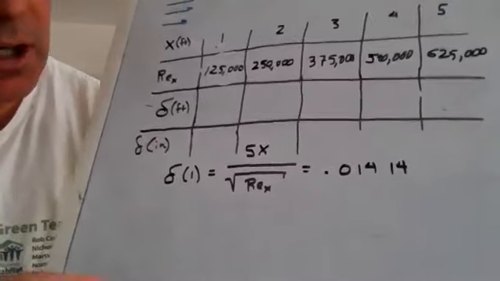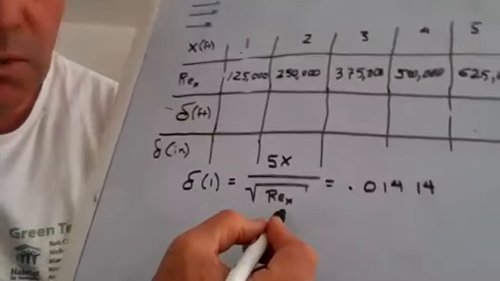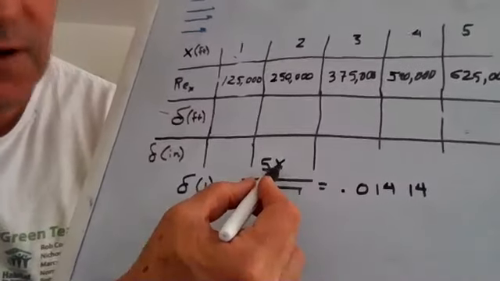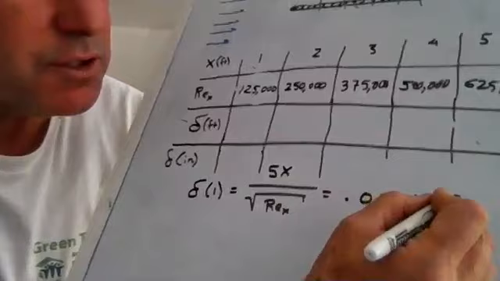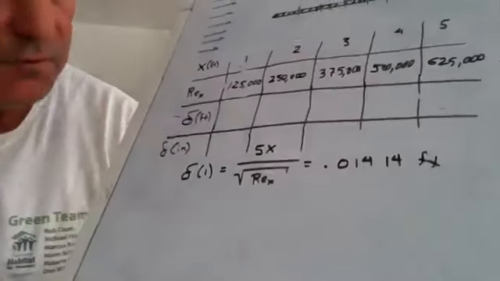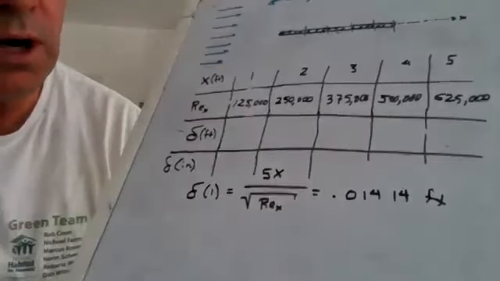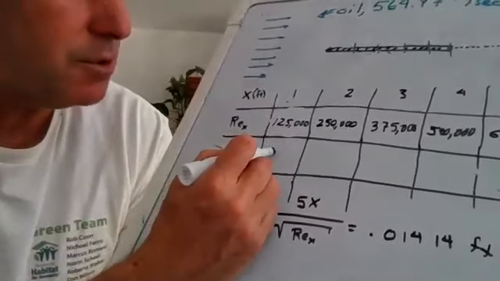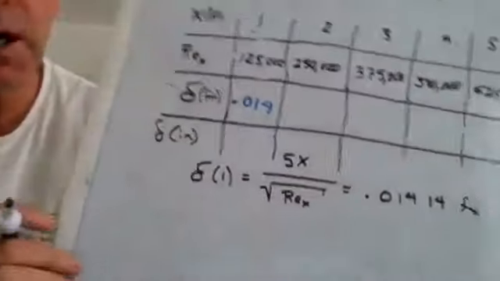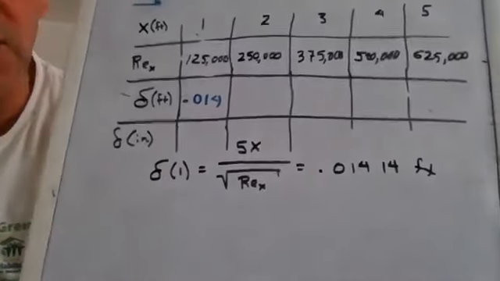Okay, I didn't think about units on that. Reynolds number is dimensionless. 5x, x is in feet, so this is going to be in feet. So our first answer that we would put in there would be 0.01414. I'm just going to do the 0.014. Okay, well, obviously that's a little bit hard to comprehend.